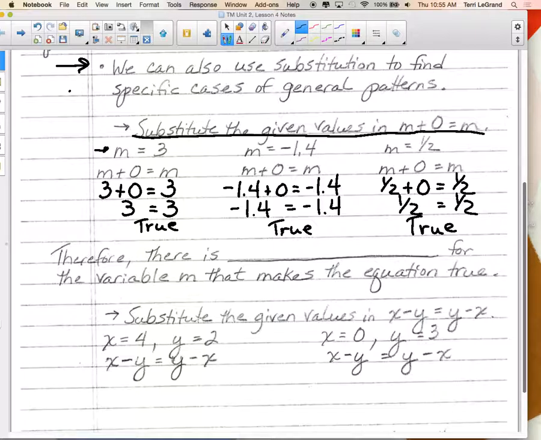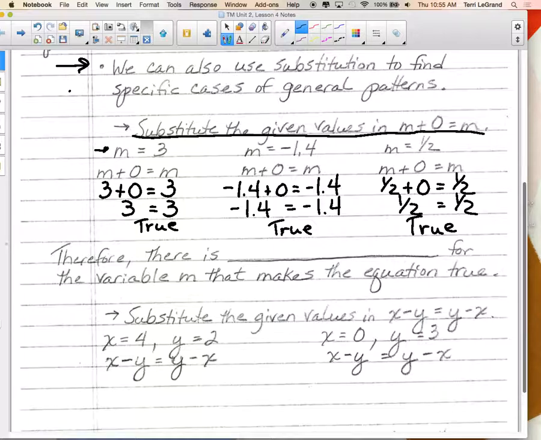Okay, we're up to how many values now? Now we're up to 3 values. How many more do you think there are? How long do you think we could keep picking other values for m, and it would maybe make this equation true? No more? Just the 3 that they chose for us? Just those 3? Really?